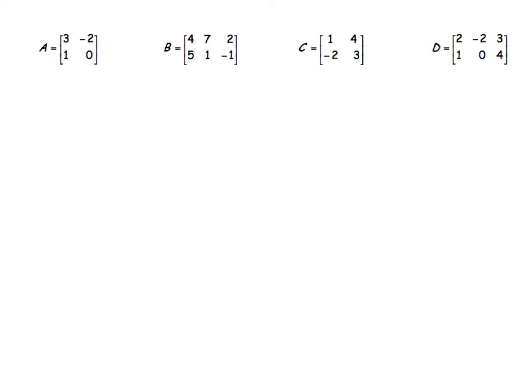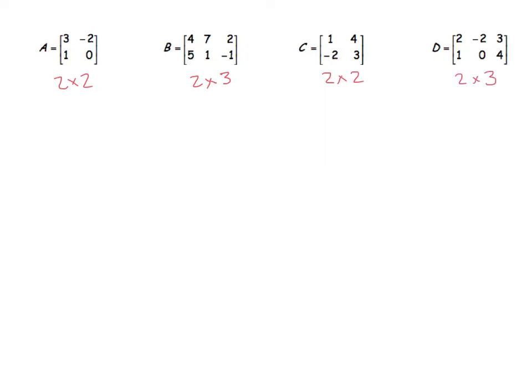Now, when I'm doing any matrix problems, the first thing I always do is look at the dimensions. That way, right away, I can tell if I cannot do something. So I know that A has 2 rows and 2 columns, so it's 2 by 2. B is 2 by 3. C is 2 by 2. And D is 2 by 3.